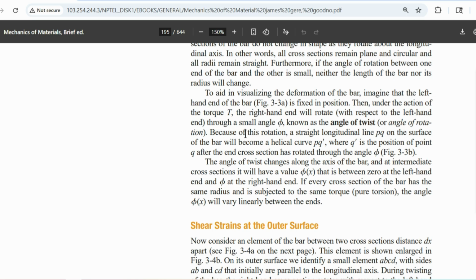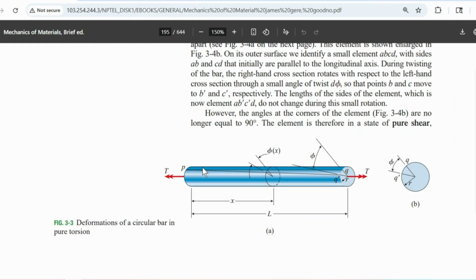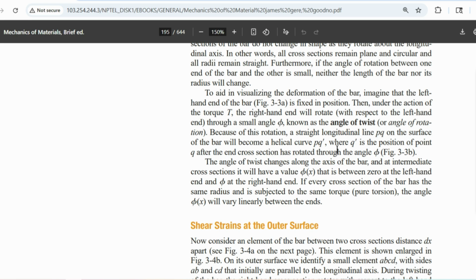So because of this rotation, a straight longitudinal line PQ on the surface of the bar will become a helical curve. You're starting with a straight line PQ and applying the torque, and that straight line becomes the helical curve PQ prime, where Q prime is the position of point Q after the end cross-section has rotated through the angle phi, after you apply the torque.